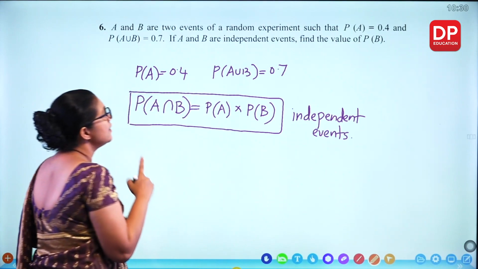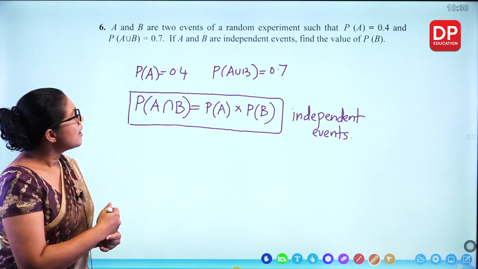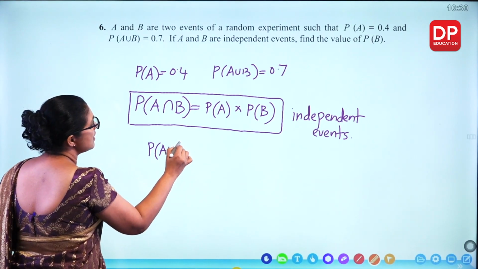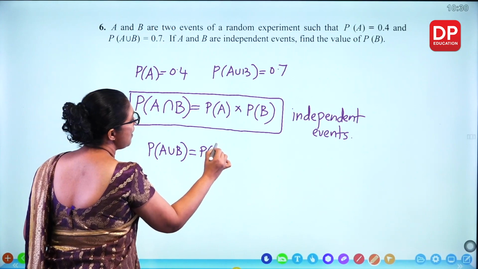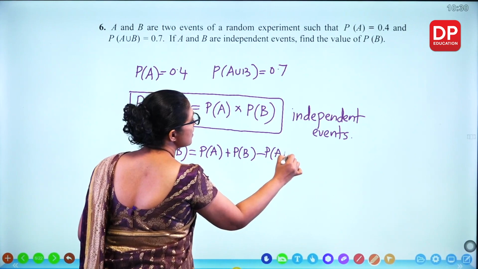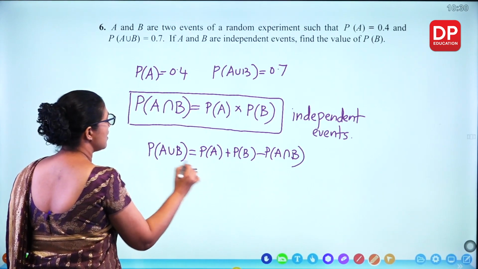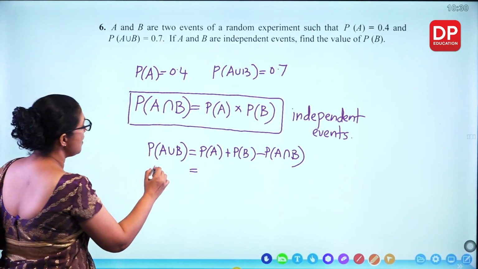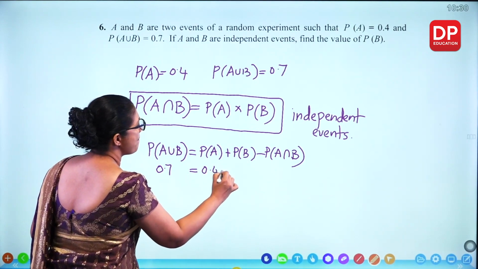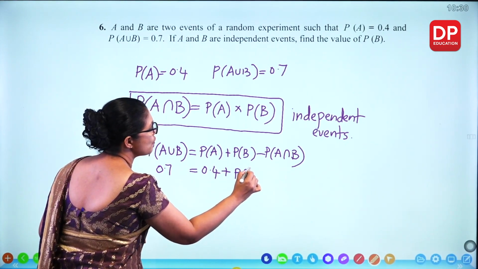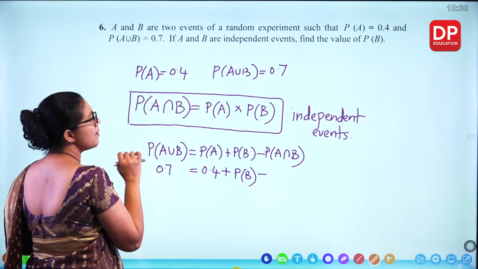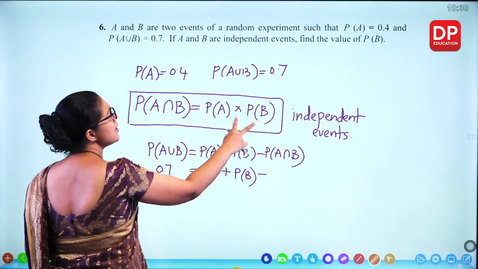So remember that. Now we'll apply the equation formula for union. A union B is probability of A plus probability of B minus the intersection. A union B is given 0.7. PA is 0.4. PB we don't know. We have to find out. Then I can write this one, PA intersection B, using this formula.